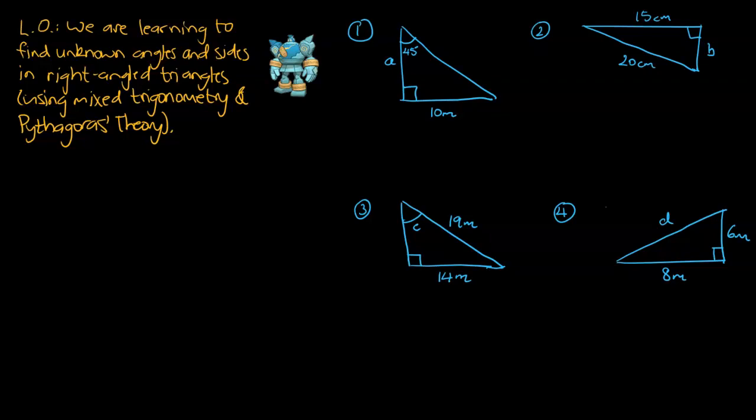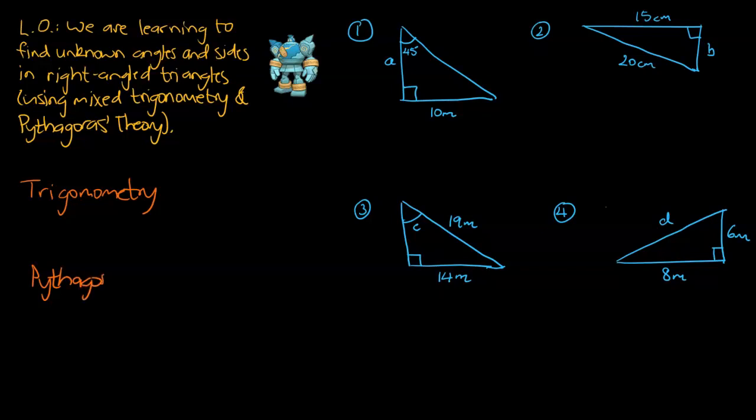Today's learning objective is in yellow, and we are learning to find the unknown sides and angles in right angle triangles. The trick for today's video is we've been thrown both trigonometry questions and Pythagoras' theory questions, and we've got to figure out which of the rules apply. So let's start off with trigonometry, and then I'm going to write Pythagoras' theory down below.